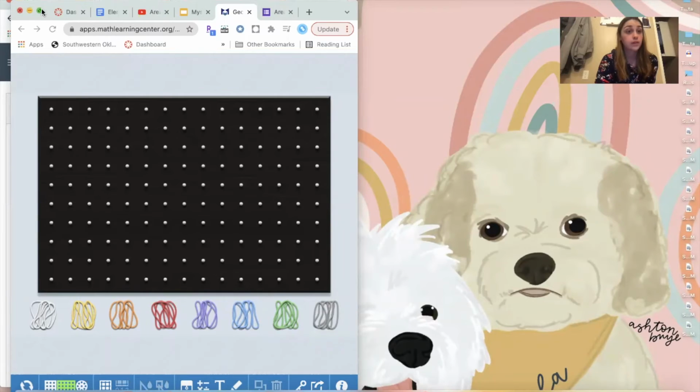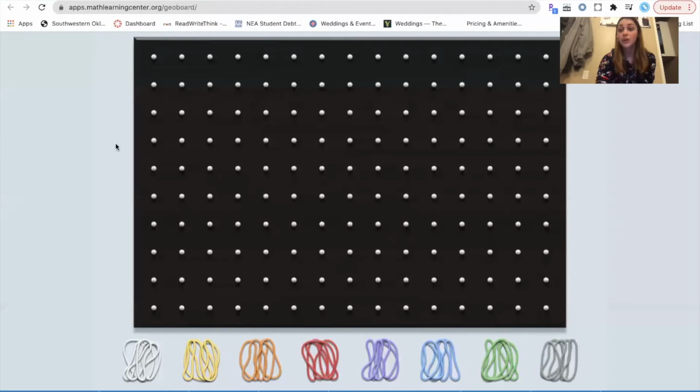We're going to read a book about perimeter called Racing Around. So this is Racing Around. It is written by Stuart J. Murphy, and it's illustrated by Mike Reed.